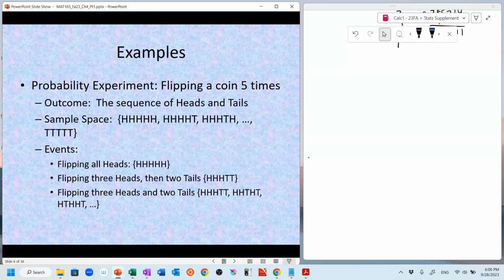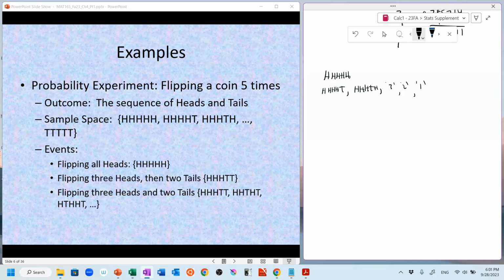So we might say start with the all heads sequence. And then we say, well, okay, there are some sequences with 1 tail. Where could that tail end up? It could end up in the 5th place, or the 4th place, or the 3rd, or the 2nd, or the 1st.